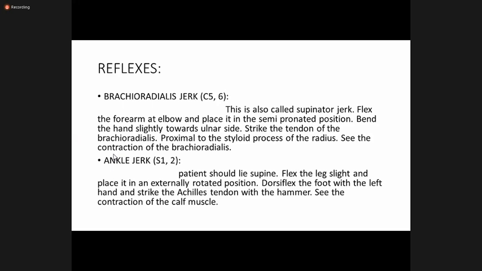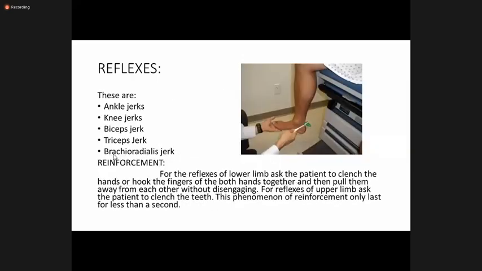Ankle jerk. The patient should lie supine, flex the leg slightly and place it in an externally rotated position. Dorsiflex the foot with the left hand and strike the Achilles tendon with the hammer. See the contraction of the muscles. I would like to show you a picture. This is an ankle. Okay. And hold it in this way, and you strike on the tendon with the hammer.